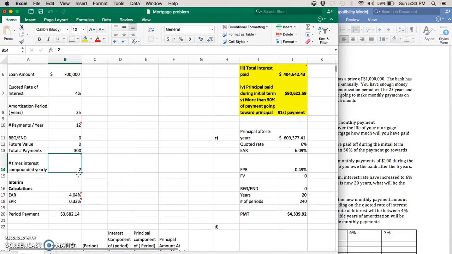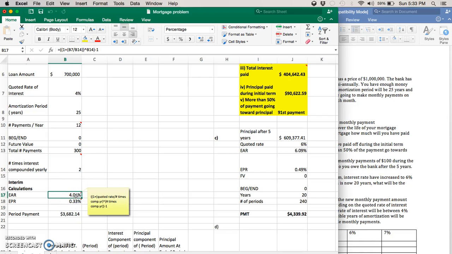So to find the EAR, you're going to have to do 1 plus the quoted rate divided by the number of times compounded per year, to the power of the number of times compounded per year, and all of that minus 1. Once you find your EAR, you can simply find your EPR by going 1 plus EAR to the power of 1 divided by the number of payments per year, and then all of that minus 1.